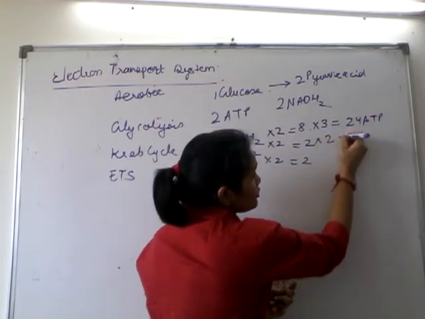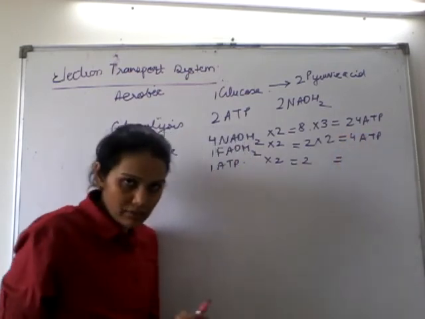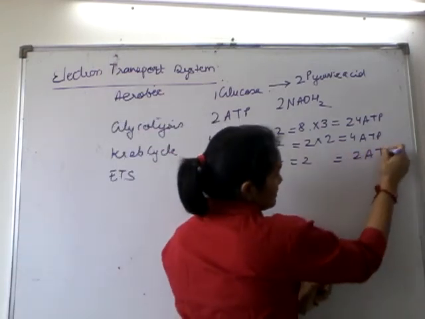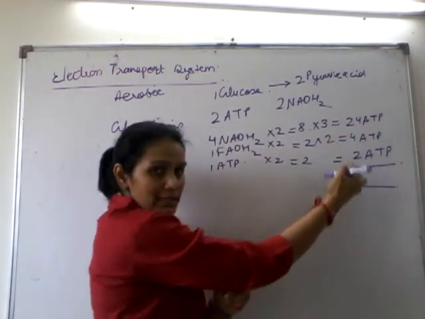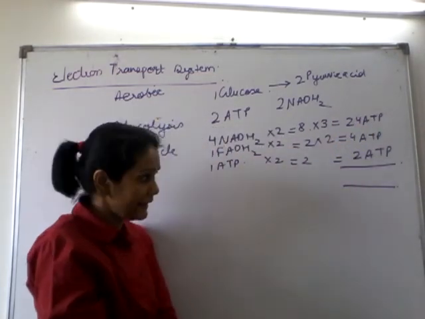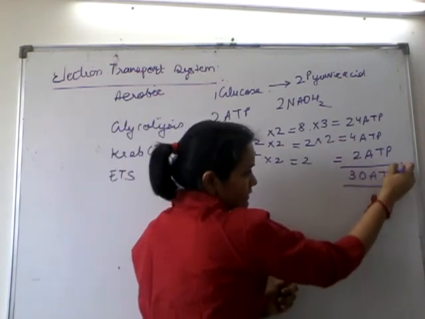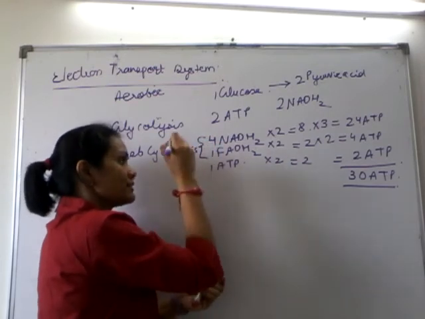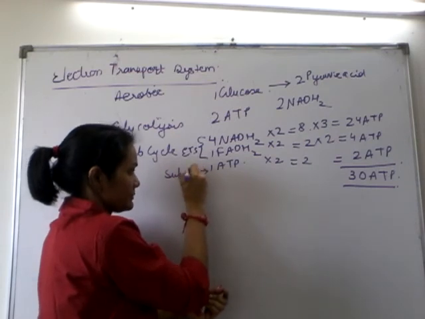And how many molecules of ATP from FADH2? 2. So 4 ATP. And by substrate level phosphorylation, it doesn't have to go through ETS. There is 2 ATP. So total 24 plus 4 is 28, 29 and 30. 30 ATP were produced in Krebs cycle, out of which 28 occur through ETS and 2 through substrate level phosphorylation.